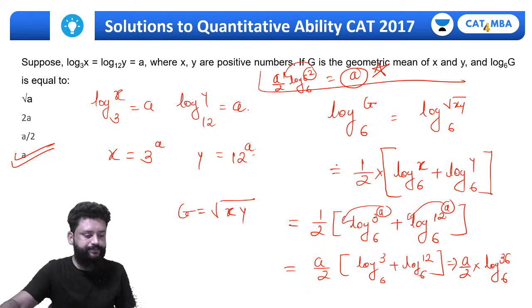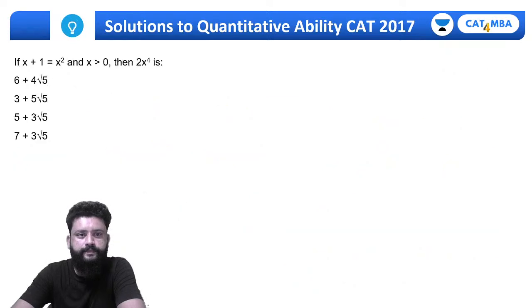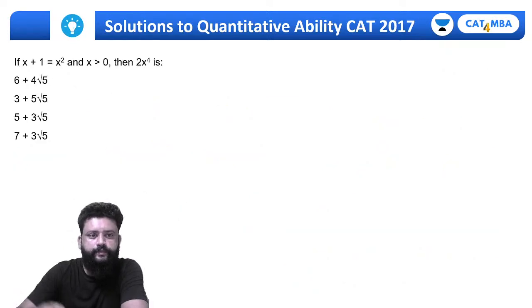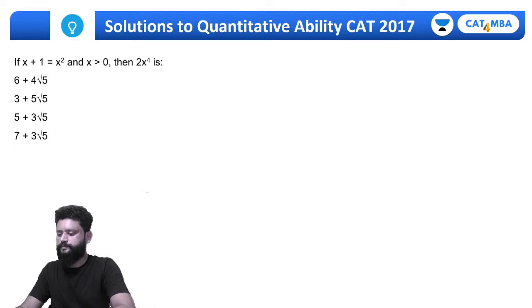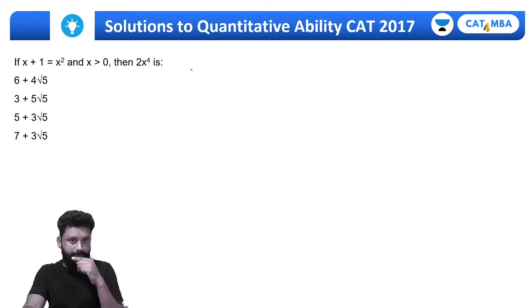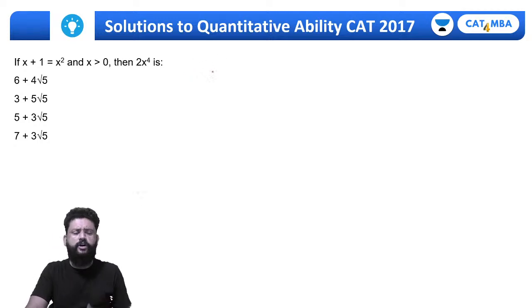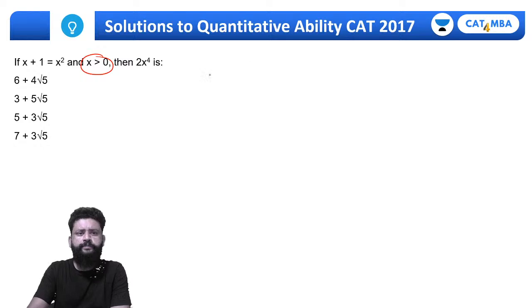Really a simple question. Let's move to the next. Let's try for next. x plus 1 is equal to x square. Then what is the value of x to the power 4? Simple, a quadratic. x is greater than 0, that we already know.